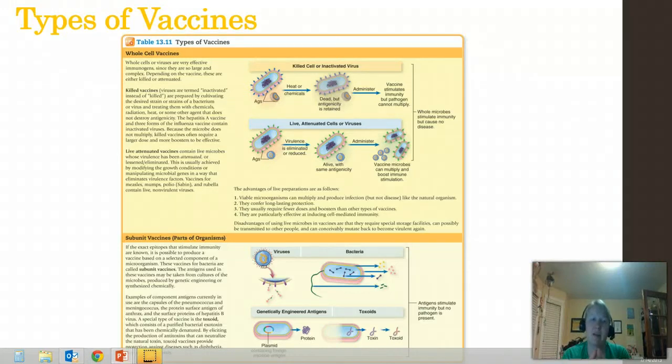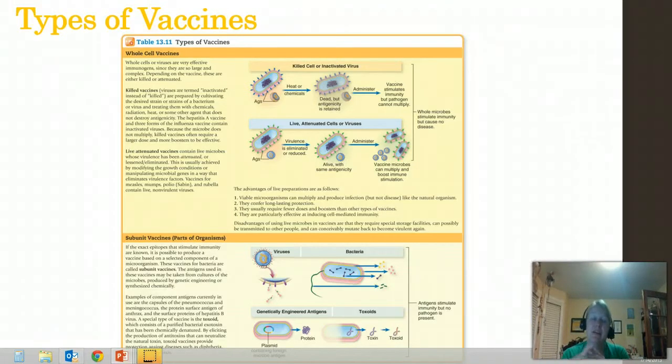There are two main types of whole cell vaccines. There's killed vaccines. They can be virus or bacterial. We take the pathogen, we kill the pathogen, put it in a vaccine, shoot it in your arm. The body detects it, the immune system raises a response, and it goes on generating that active immunity.